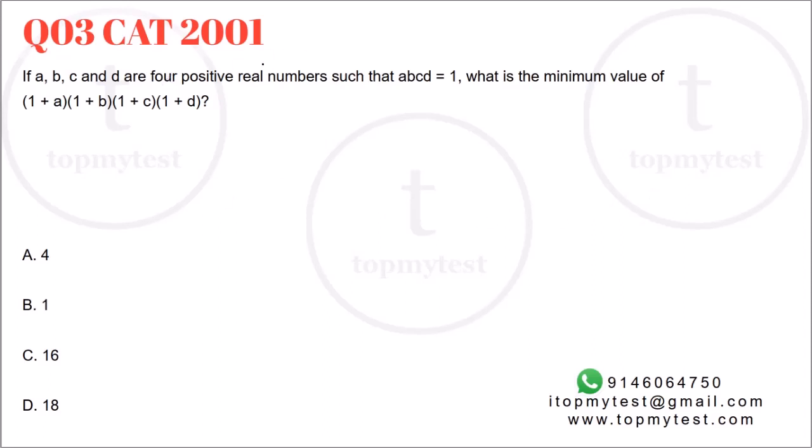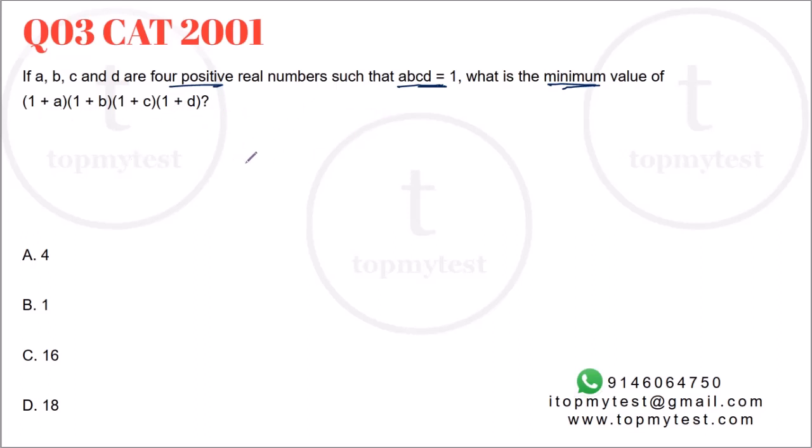The next question came in CAT 2001, almost 2 decades ago. This one seems a little odd because you need to minimize a product, right? But let's see what this actually says. It's not very difficult to solve. A, B, C, and D are 4 positive real numbers, and the product ABCD is equal to 1. What is the minimum value of this expression?